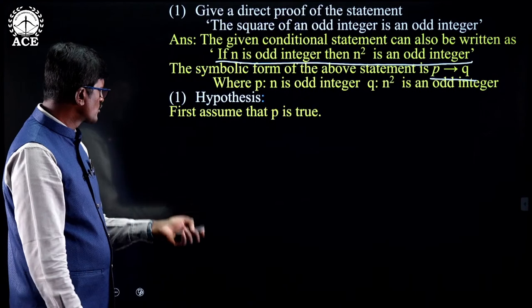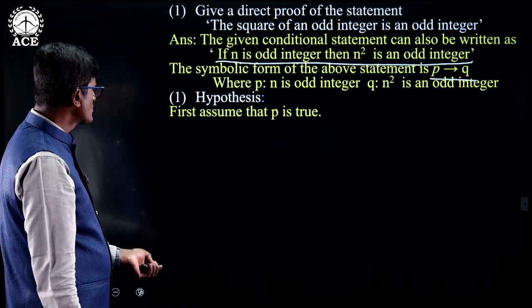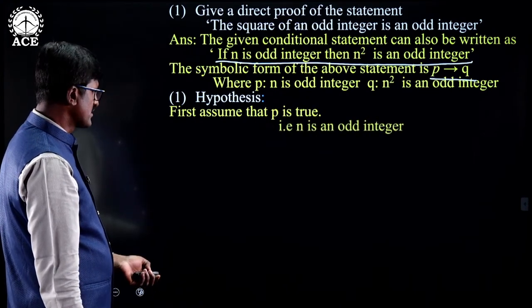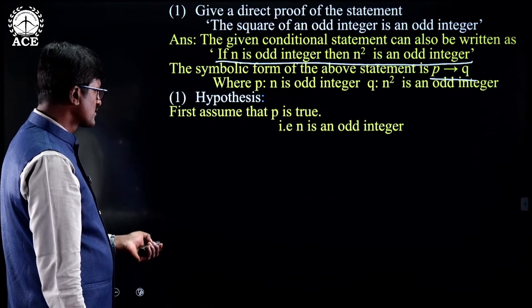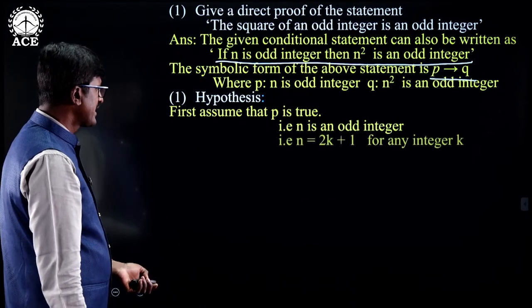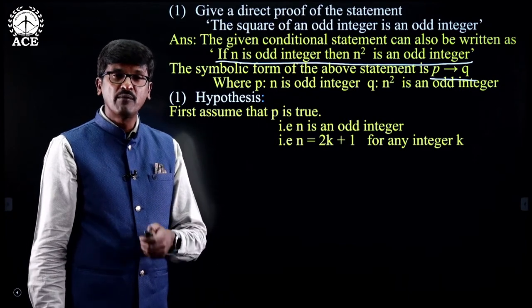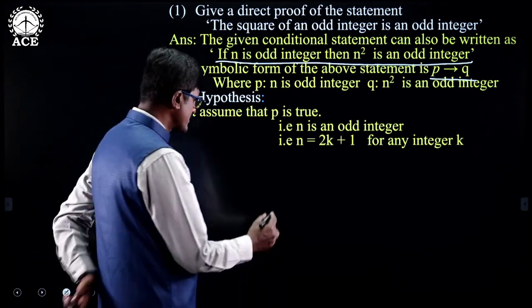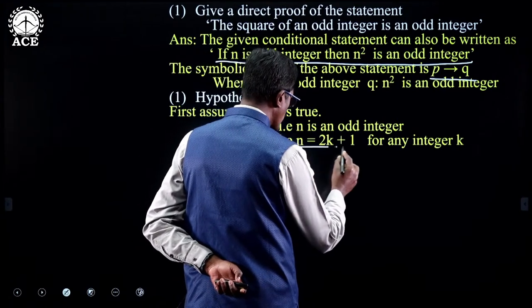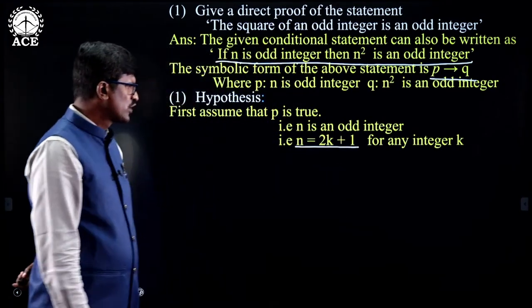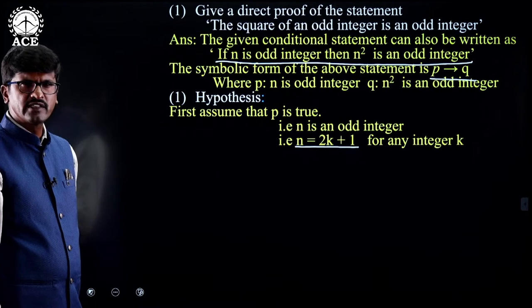So here I am assuming that P is true. P is true means n is an odd integer, which means n is not divisible by 2. The general form of representing odd integers is this: n is equal to 2k plus 1. If you take 2k plus 1, that is not divisible by 2.